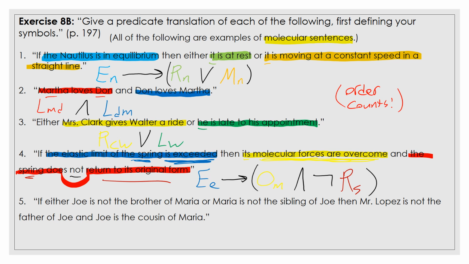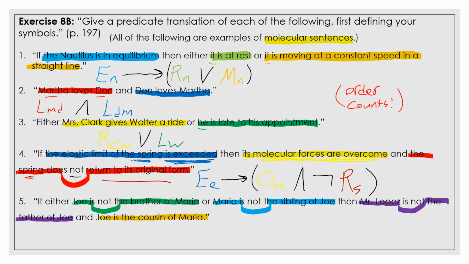Number 5, if either Joe is not the brother of Maria, or Maria is not the sibling of Joe, then Mr. Lopez is not the father of Joe, and Joe is the cousin of Maria. A lot going on there. There are 4 individual atomic sentences that compose this molecular sentence. We have a conditional overall, and if then. The antecedent, we have a disjunction. We also have 2 negation signs. And in the consequent, we have a conjunction with 1 negation sign.